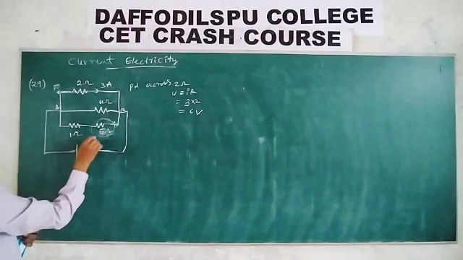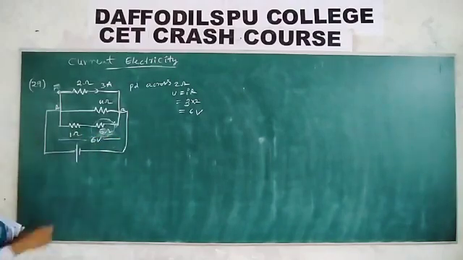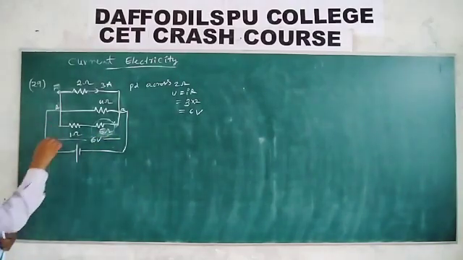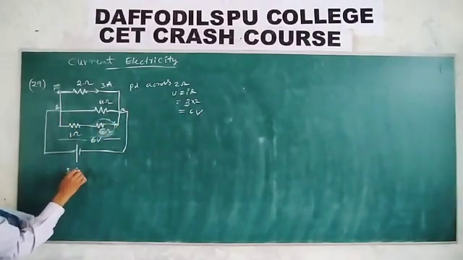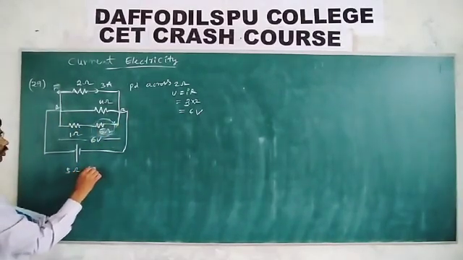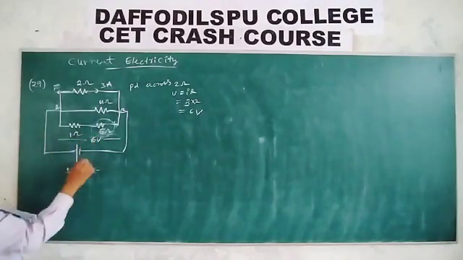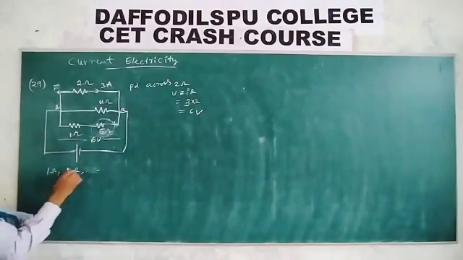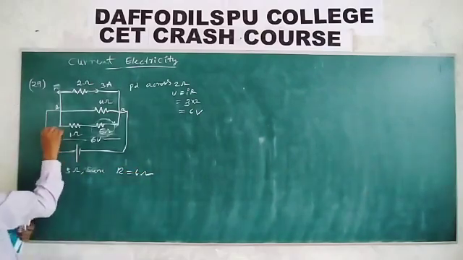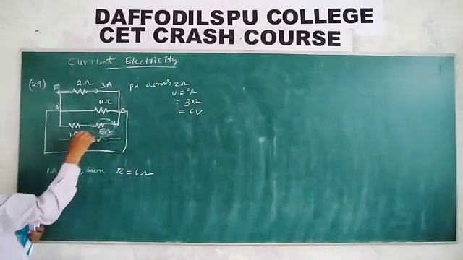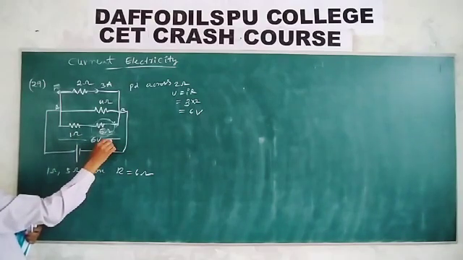6 volt. Then here it is what? Potential difference 6 volt. Now what is the current flowing through this combination? 1 ohm and 5 ohm are in series. Then what is the resistance here? 6 ohm. Now resistance is 6 ohm, potential difference is 6 volt.